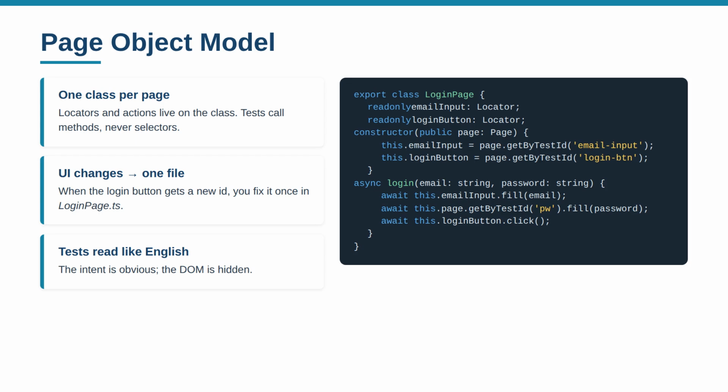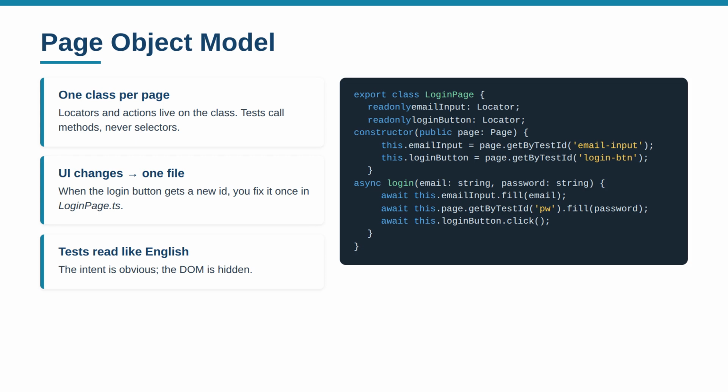When the UI changes, and it will, you update the locator in one place, the page class. Every test that calls loginPage.login gets the fix. You do not search through dozens of test files for the old selector. Tests read like plain English. When you see await login with credentials, then expect the page to have a URL matching dashboard, you understand exactly what is being tested without reading the DOM implementation.